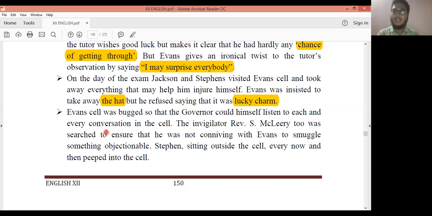Reverend S. McCleary too was searched to ensure that he was not convinced by Ivan to smuggle something objectionable. So they checked whom? McCleary. Each and everything was checked before the examination started, in case this man had brought any stuff that Ivan could use. Okay, so what was checked? And finally they found a knife and took it from him, as it might help Ivan. I hope students are able to understand here.